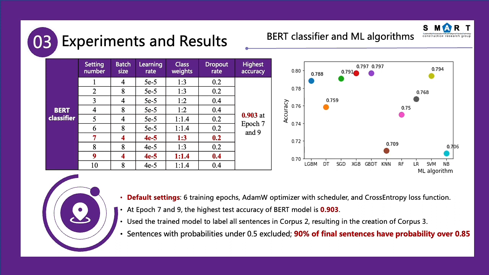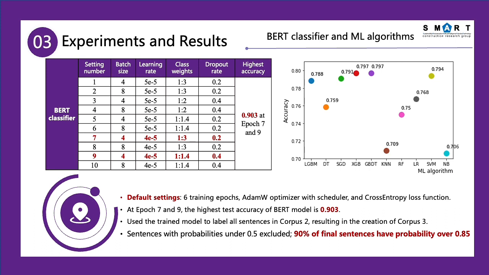The table is the performance of the BERT classifier, and the figure shows the performance of the traditional machine learning algorithms. We can see that the BERT classifier achieved the highest accuracy of 0.903 at epochs 7 and 9, which is higher than the best accuracy of the machine learning algorithms.